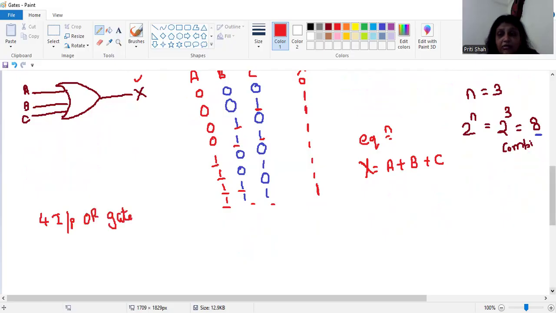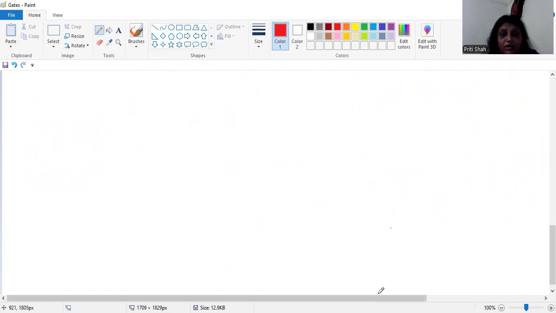Now, the second gate that we want to talk about is the AND gate. Let's talk about the AND gate. That is the second basic gate, which is the AND gate.